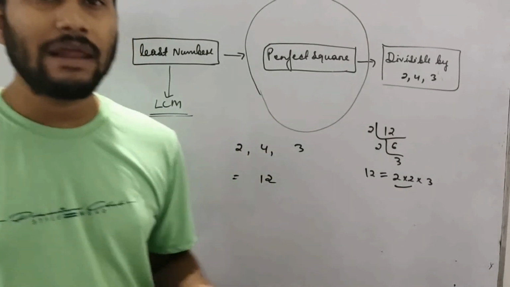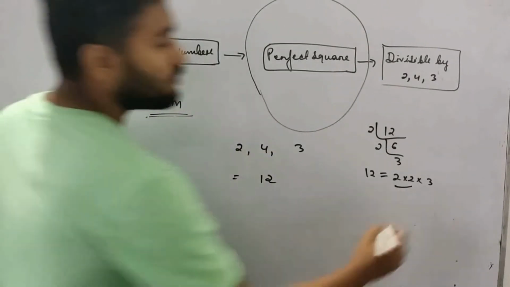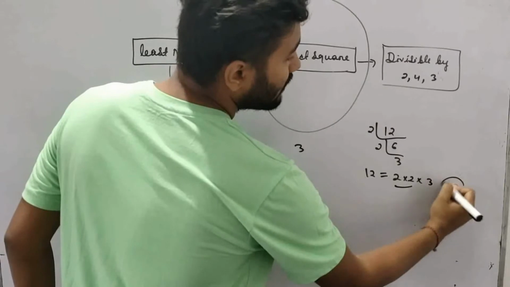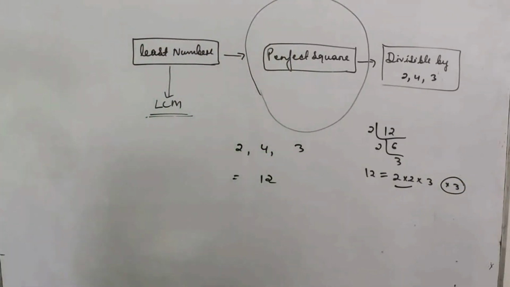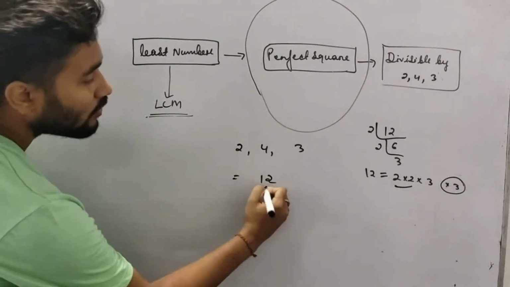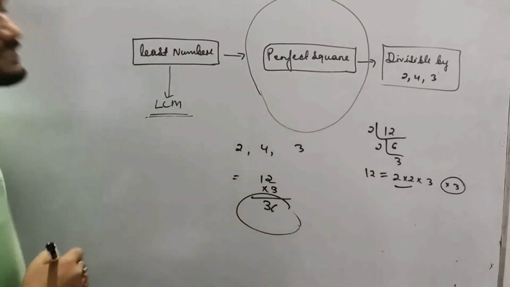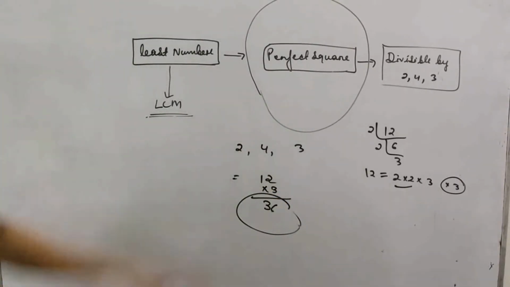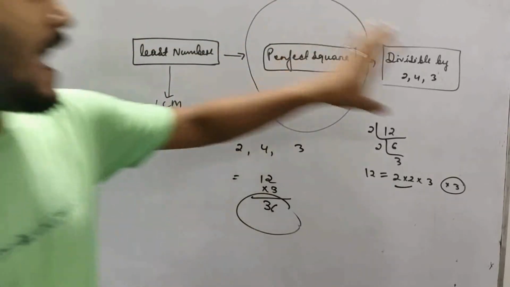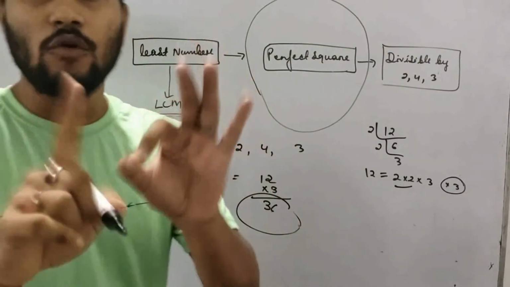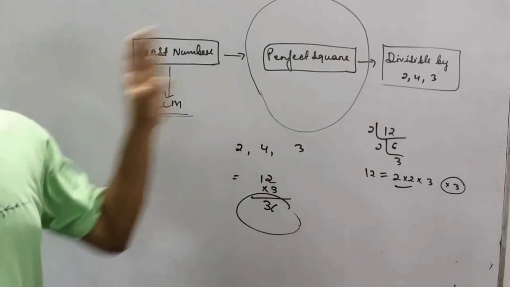So what should we multiply to make it a perfect square? We have to multiply a 3. So 36 is the least number which is a perfect square and divisible by 2, 4 and 3. So this is the complete question.